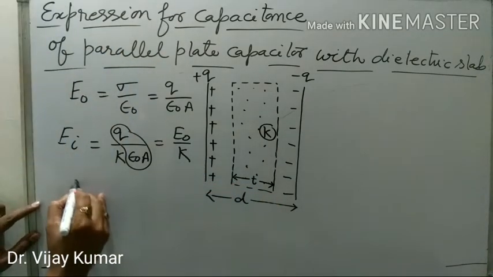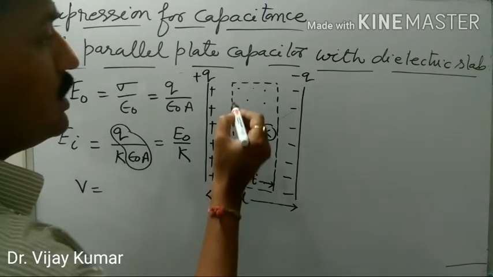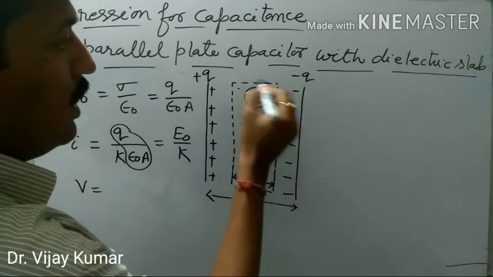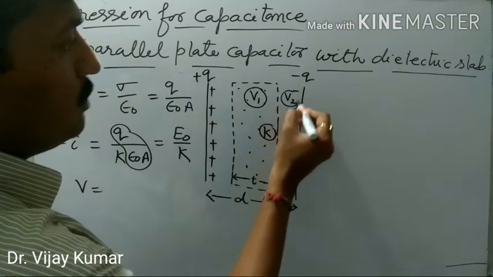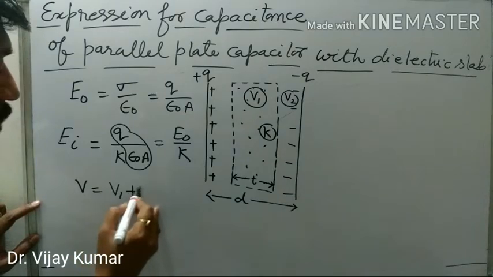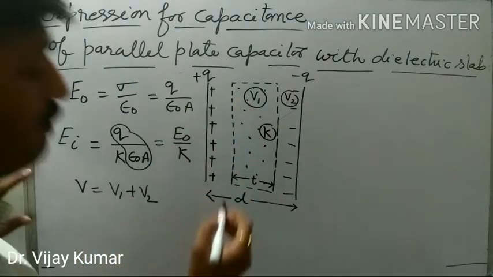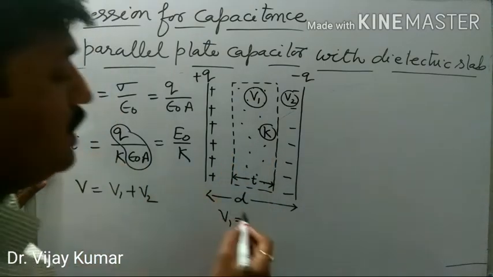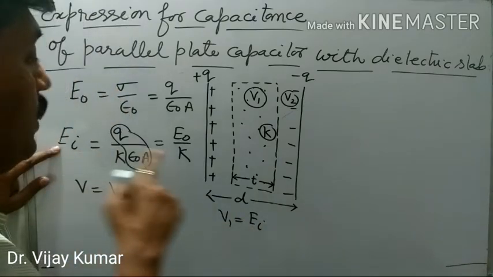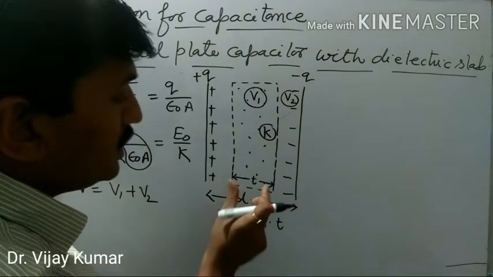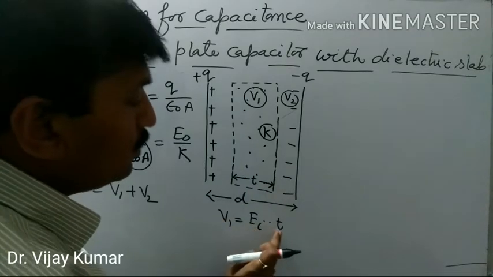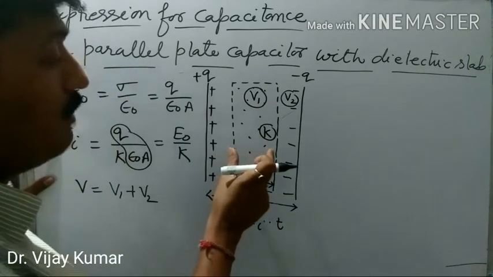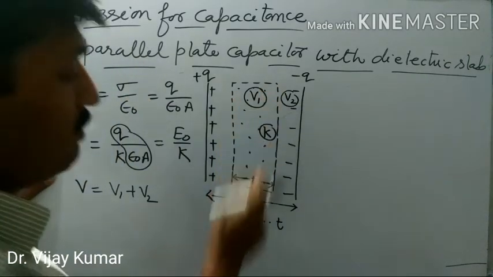The total potential difference between the plates is the sum of two voltages, one due to this slab and the second due to free space. Total potential should be V1 plus V2, where V1 is the electric field in this slab, E_i, the electric field due to the medium, into the thickness T. Potential difference is electric field into distance, and the thickness is T, and the electric field in between this slab is E_i.